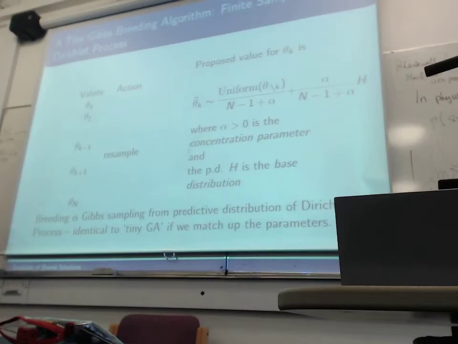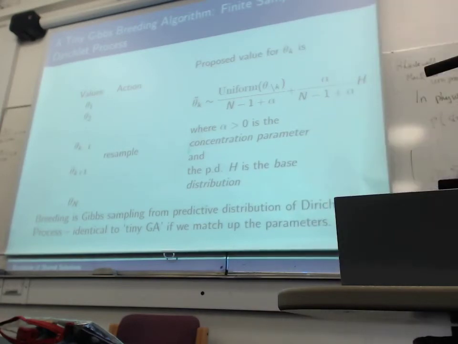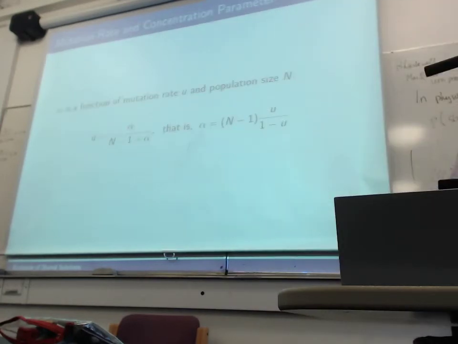And there's nothing pathological about these Markov chains. They're perfectly good Markov chains. They're not periodic or anything, so they must have the same equilibrium distribution. So what we've got is a representation of the equilibrium distribution of the breeding algorithm.